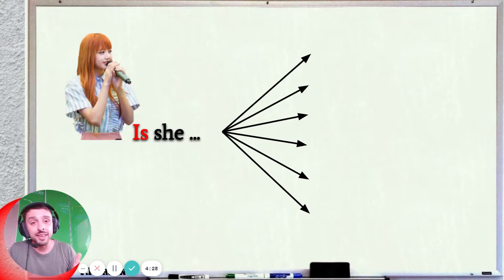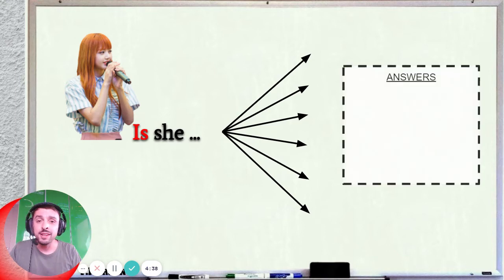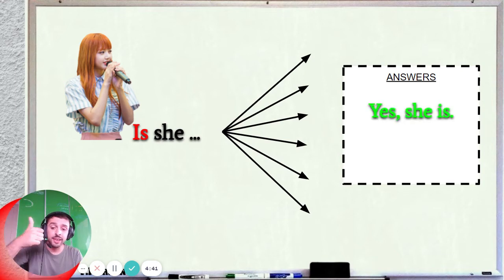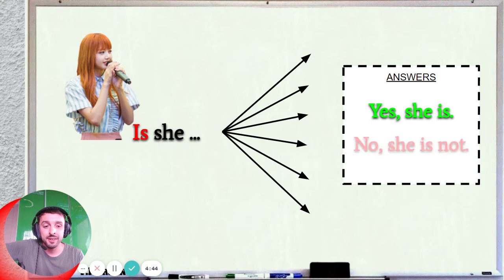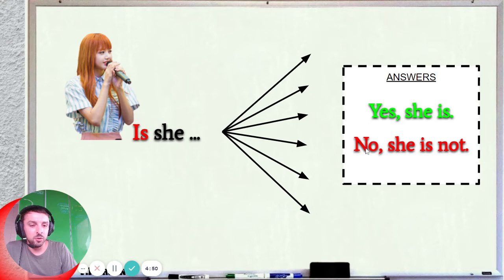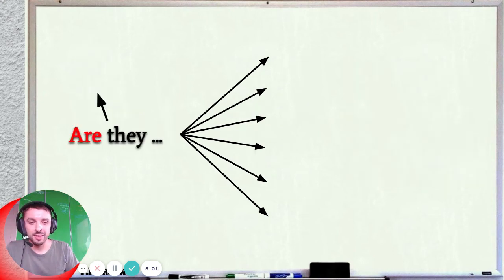Okay, next one. This time it's not a boy, it is a girl. So we say, is she? Is she a cook? Is she a doctor? Is she an elephant? What are the answers? There's 2 answers, yes or no. So you can say, yes, she is. Or you can say, no, she is not. Okay, remember if it's no, you have to put a not on the end. And then is not, push together, isn't. No, she isn't.